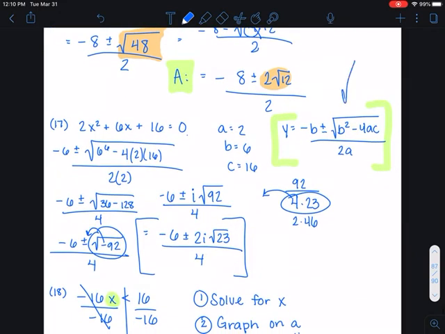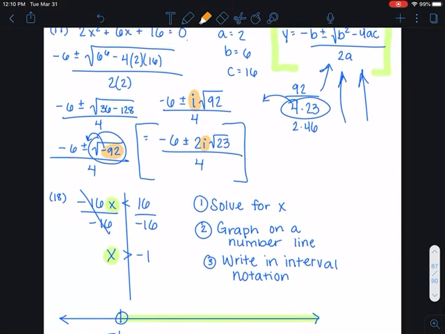Alright, number 17, same steps again. Here's the quadratic formula. If you don't know it, write it down, pause the video. You need to know this for your test. Alright, so 17, same way. The only thing is it ended up being a square root of negative 92. Don't forget to pull your i out, okay?